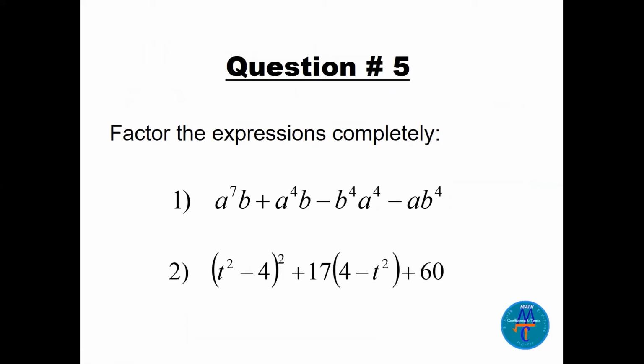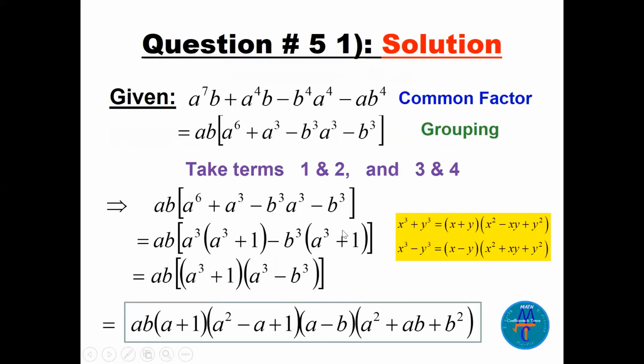Factor the expressions completely. We have here 4 terms, and here we have 3 terms. Okay, 4 terms here, a power 7, b. What do you think we can do here? You can take any 2 terms together. You can just rearrange it. Use grouping. Remember, in any question in factoring, if there is a common factor in all terms, remember all terms, you have to take it out.